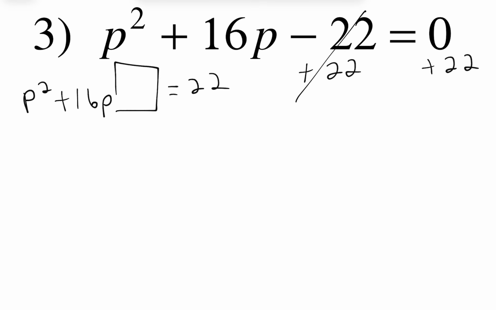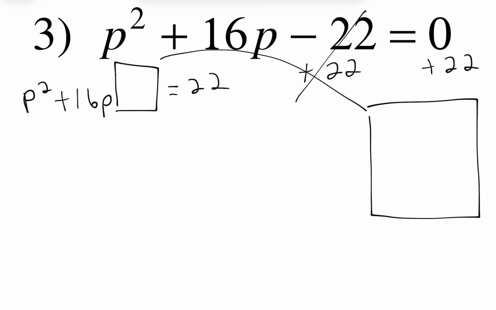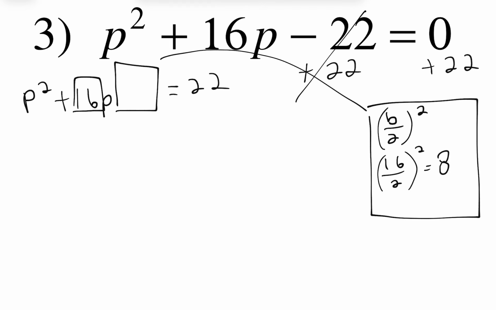Now, what do we put in this space? I'll make a little side note over here, right? This is what goes in this space. We use b over 2 squared. In this case, our b value is 16, so this would be 16 over 2 squared, which equals 8 squared, which equals 64.